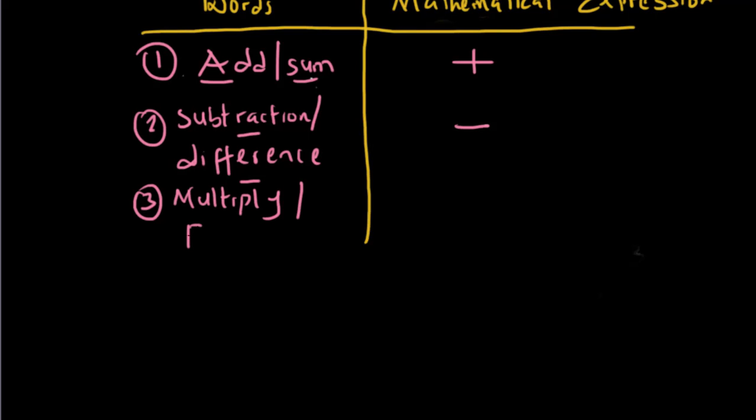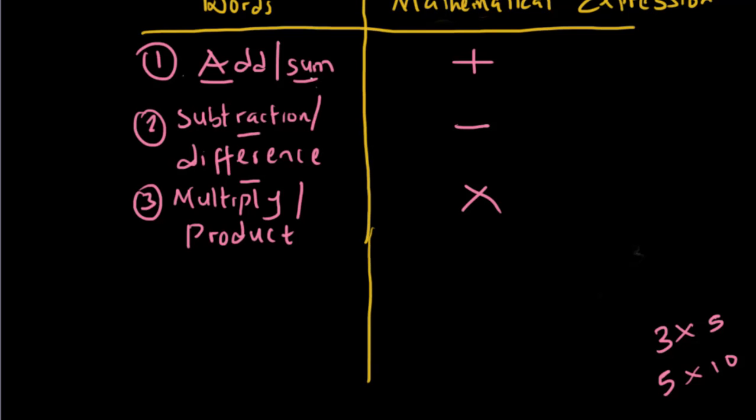or product. Multiply or product is times. For example, multiply 3 by 5 is 3 times 5. The product of 5 and 10 is 5 times 10. Do you understand? Now let's move to the next.